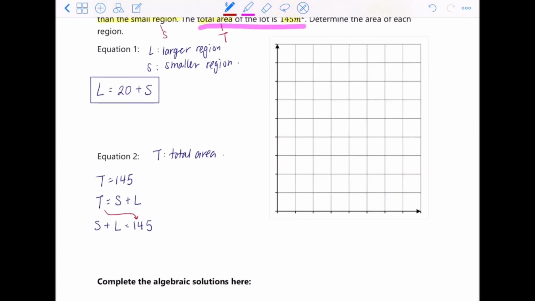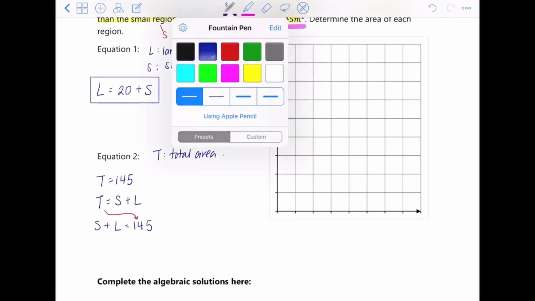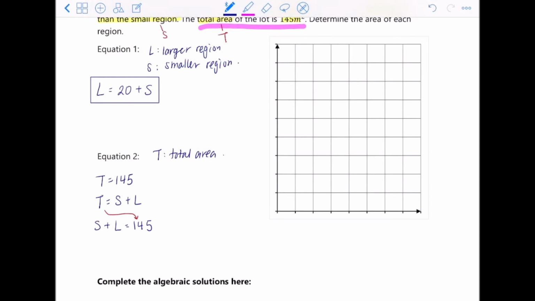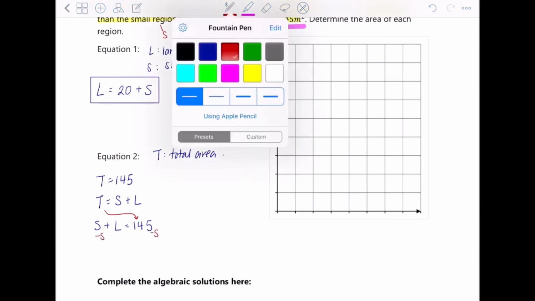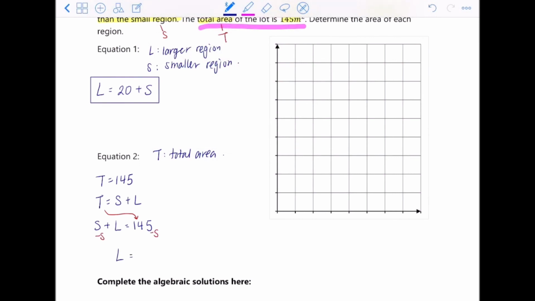Because our equation 1 had L on the left-hand side, I'm going to rewrite our second equation so we have L on the left-hand side by itself as well. So I'm going to take away S from both sides. So we have L equals negative S plus 145. Or we can say, I guess it really doesn't matter here, 145 minus S. We now have two equations.